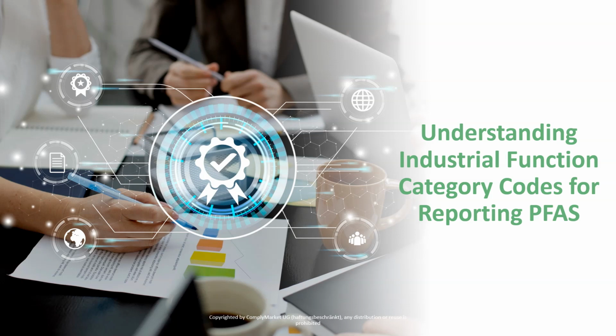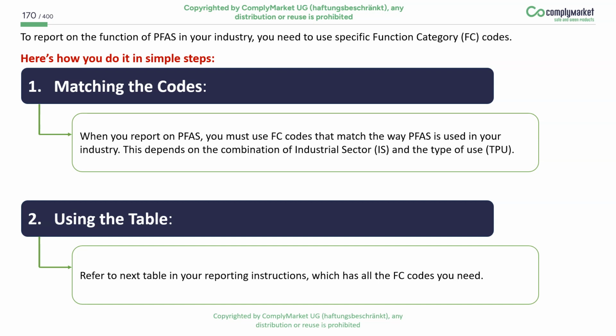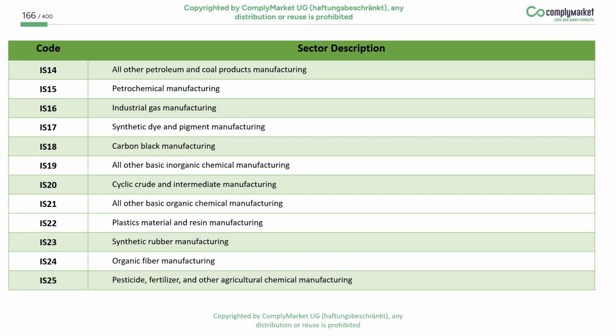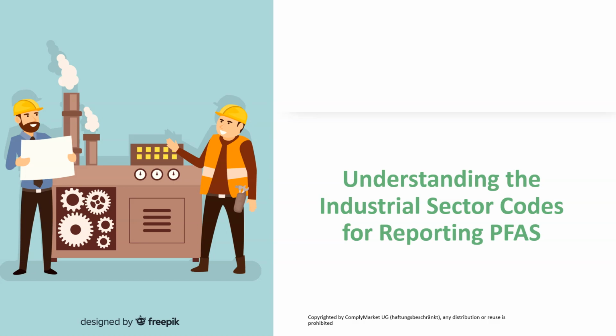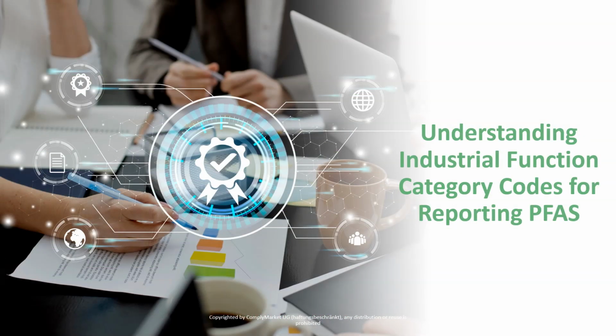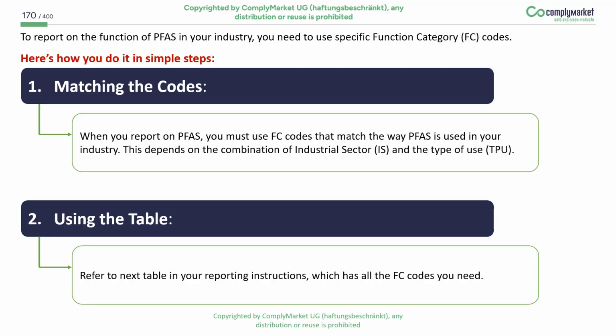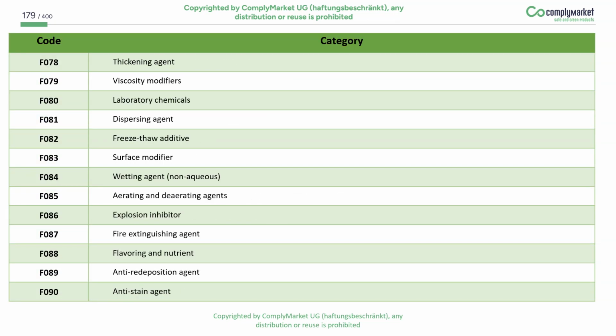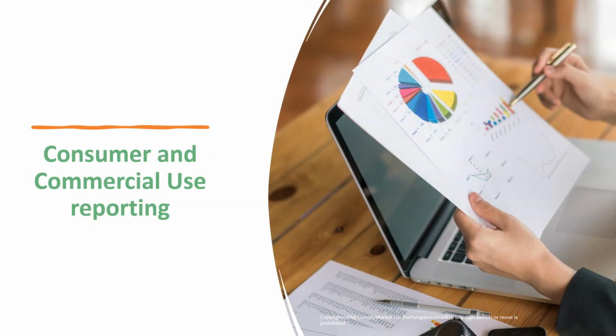Understanding industrial function category codes for reporting PFAS. Here we are speaking about industrial function. Here it is in the last slide, just not to get you confused. I go back a few slides. So here it was about industrial sector codes, and here industrial function codes. I don't want you to get lost. I understand that's too much in one session, but here will be other codes, as you can see. So don't get scared by the number of slides. They contain a lot of tables that you need to use in your reporting.